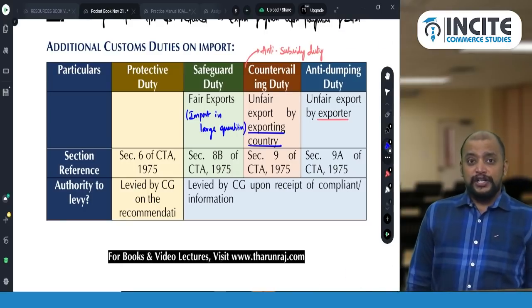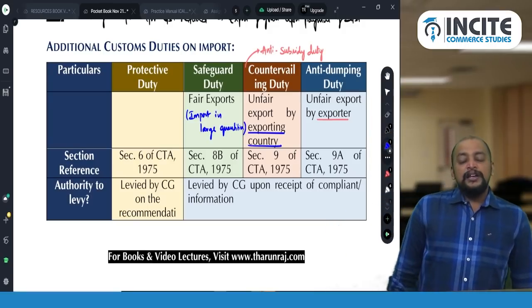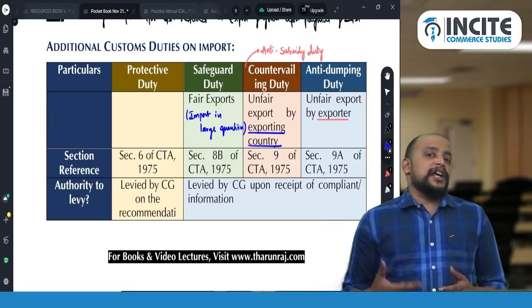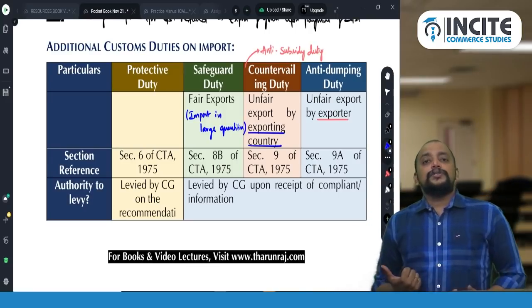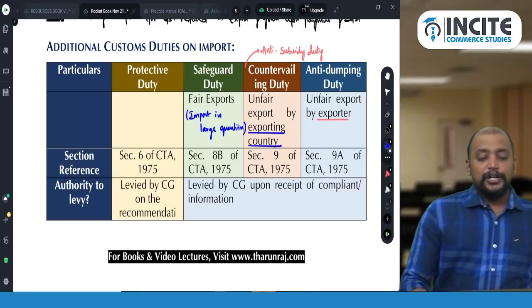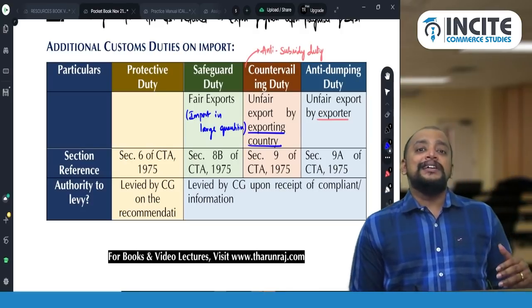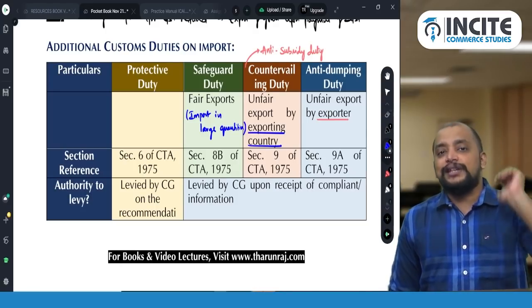Then when it is protective duty, from time to time the Tariff Commission of India will give recommendations to the central government. As per the recommendations of the Tariff Commission, what the central government will do is inflate the basic customs duty. So protective duty, don't understand it as an additional customs duty. It is an enhancement to the basic customs duty.